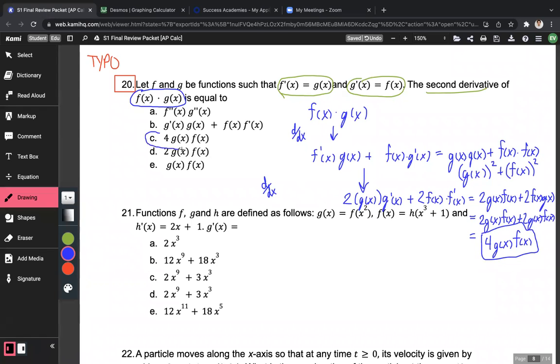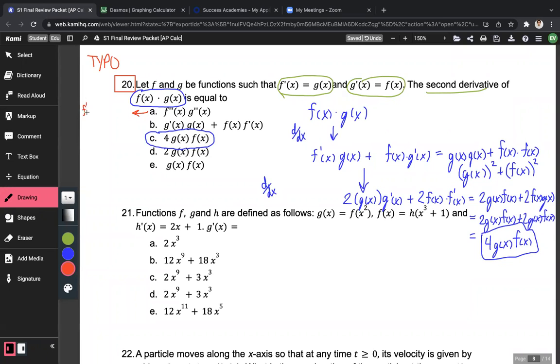If you were totally lost on this problem and you wanted to do a little sanity check, you could check each of these answer choices and you'll actually see that these two and these two, when we do them all out, come to equal each other. Let's look at the more complicated ones. F prime of x and g prime of x. F double prime of x and g double prime of x.